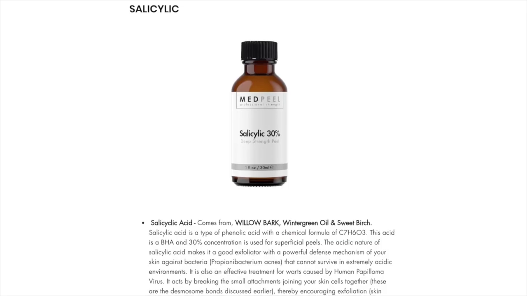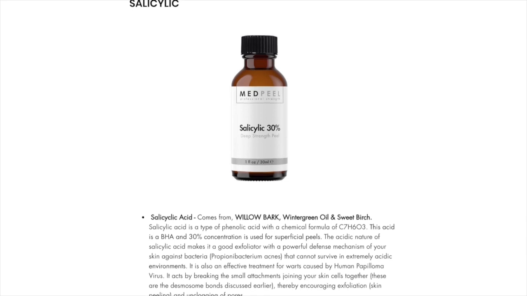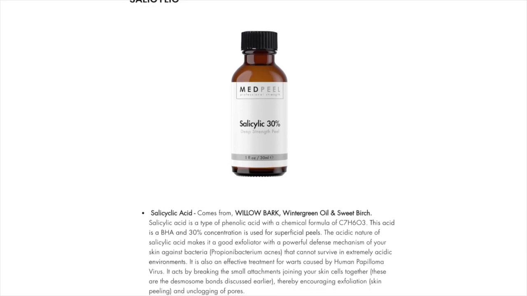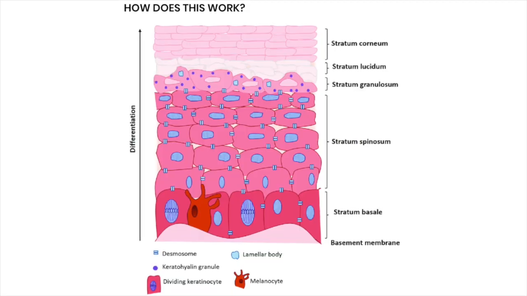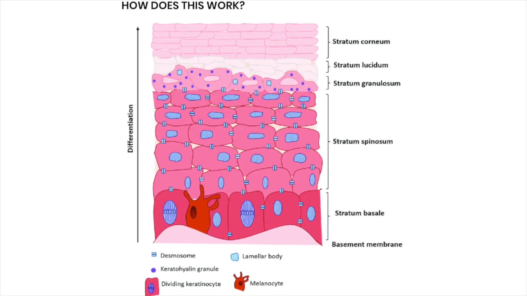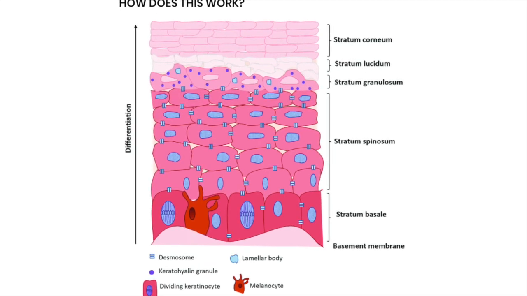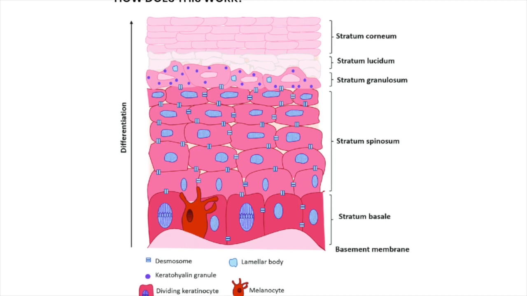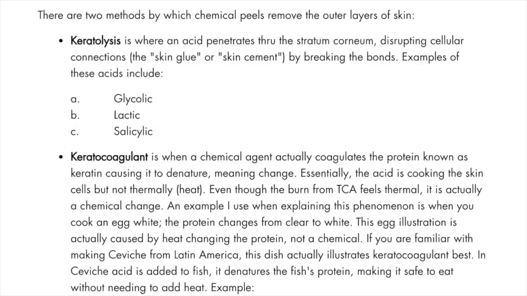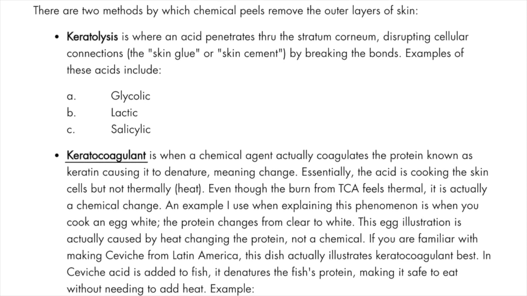But they all do this with the keratolysis process, which means your skin cells fit together like this. In between them, there is something called a desmosome bond. Basically, it's connecting your skin cells together. It's like glue, skin cement, whatever you want to think of it as. When the acids go down into your skin, they are breaking those bonds, which is why your skin cells will separate and flake up.